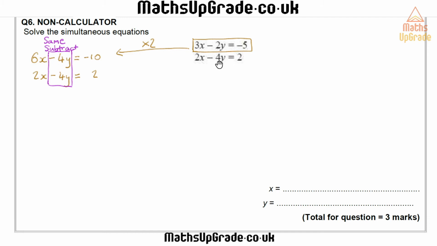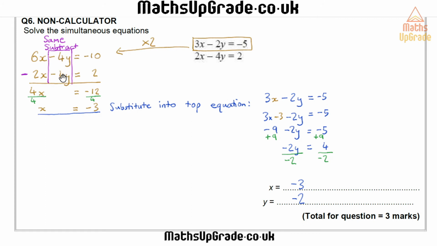I'll write that bottom equation underneath it there, and I notice that the y's have got the same coefficient and it's the same sign, so the same sign means subtract, because when I subtract I eliminate the y's. So I'll get 4x equals negative 12. Divide by 4 on both sides, I'll get x equals negative 3.